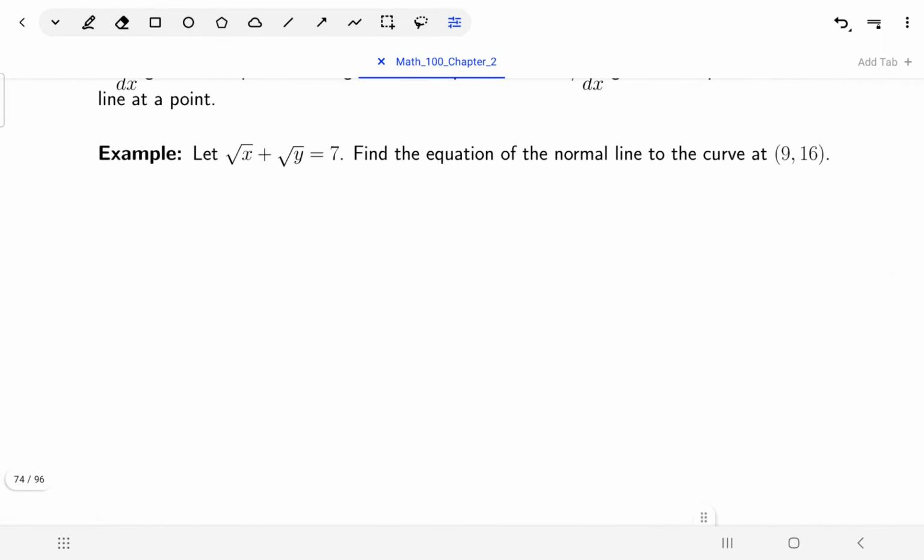So the first thing I want to do is find the slope of the tangent line at (9, 16). Then I'll find the perpendicular slope, and that'll be the slope of my normal line. And then once I've got that, I've got my slope, I've got my point, I can go ahead and find my equation. So I'll begin by taking my equation and I'm going to differentiate both sides with respect to x.